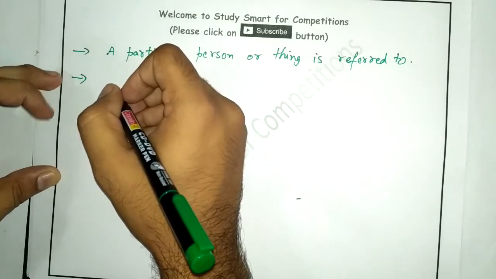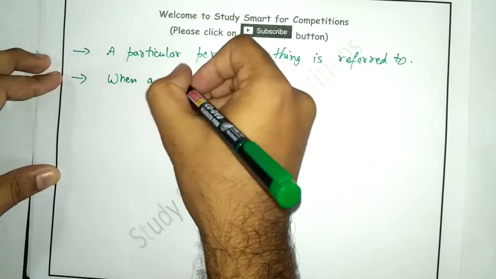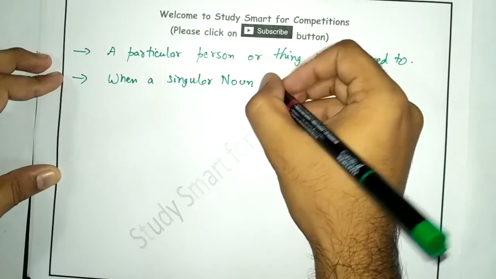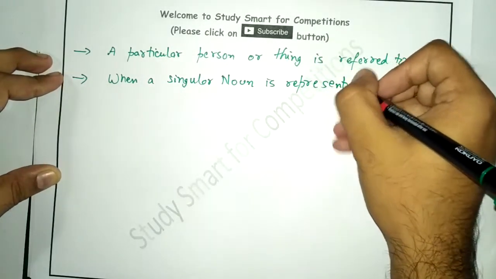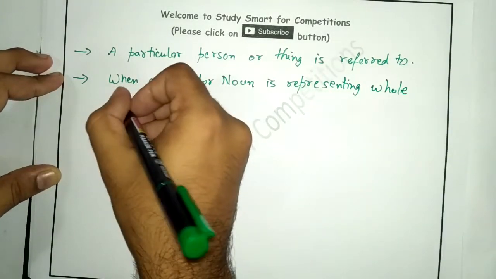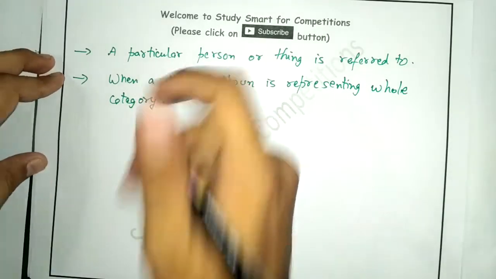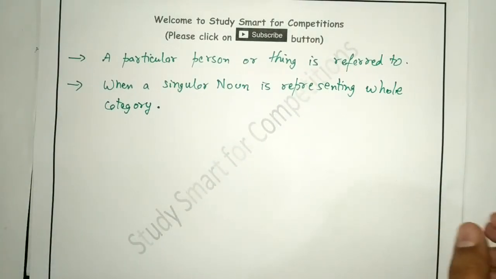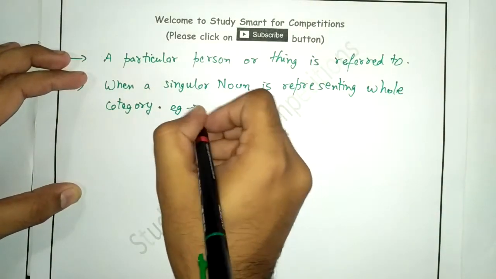When a singular noun is meant to represent the whole category. See friends, all these points which I am stating are very important. You must keep in mind that this will have a very large usage. The example of this is important, so I'll be writing this.